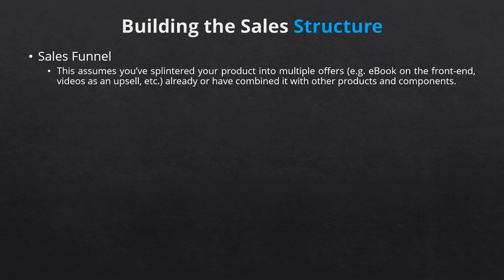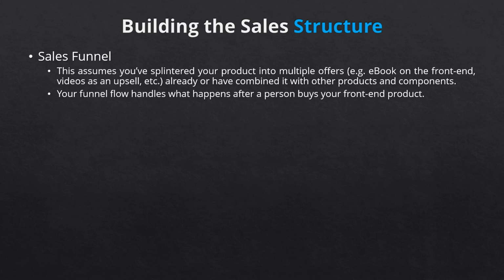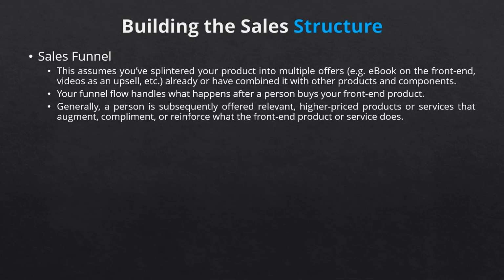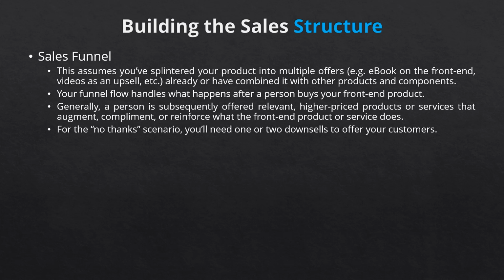The flow of your sales funnel basically handles what happens after a person buys your front-end product. Ordinarily, they'll be offered a relevant, higher-priced product as an upsell. This product should ideally augment or reinforce what the front-end product does. You'll then need to plan for a yes or no scenario. You'll probably want a second upsell in the case of the buyer purchasing the first upsell, and you'll need a downsell in case they decline it.